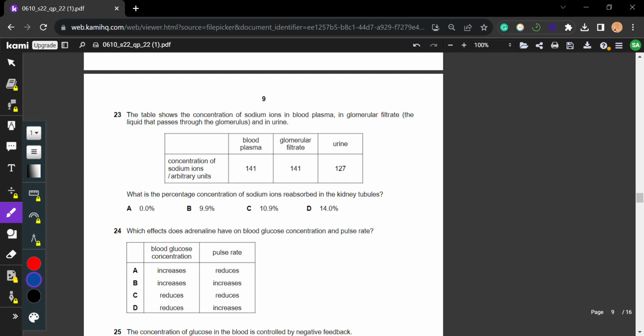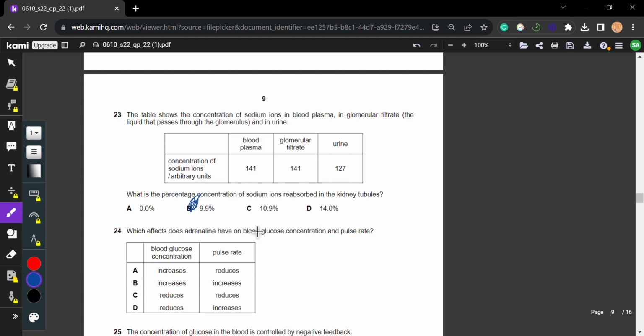So what you're going to do is you're going to take your calculator, type in 127 minus 141 divided by 141 into 100. Okay, I got a value of minus 9.9, which is basically 9.9 in this case. So we're going to say this.